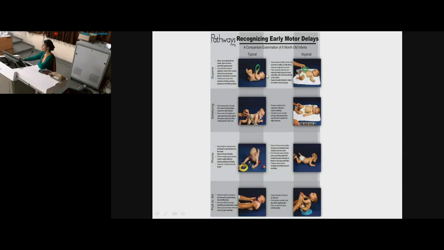So you put the child first in supine position, you put the child in prone position, then from the prone position you try to lift the child up. So you can see this child is holding his neck. Can you see this? And here his head is lagging behind.